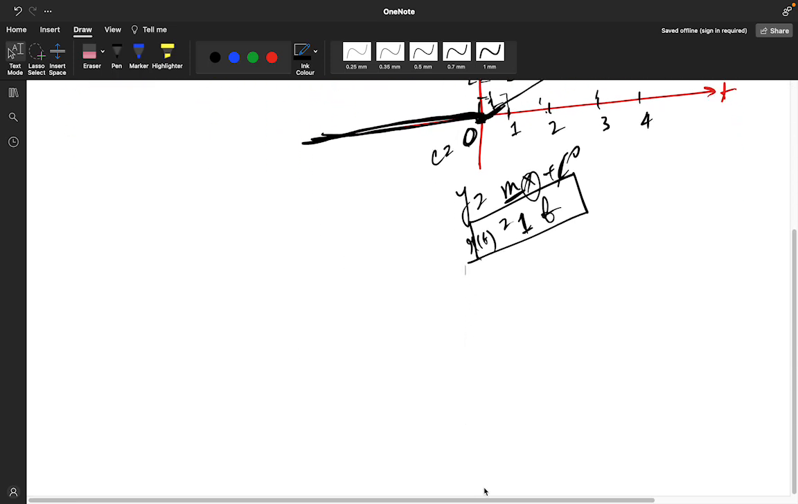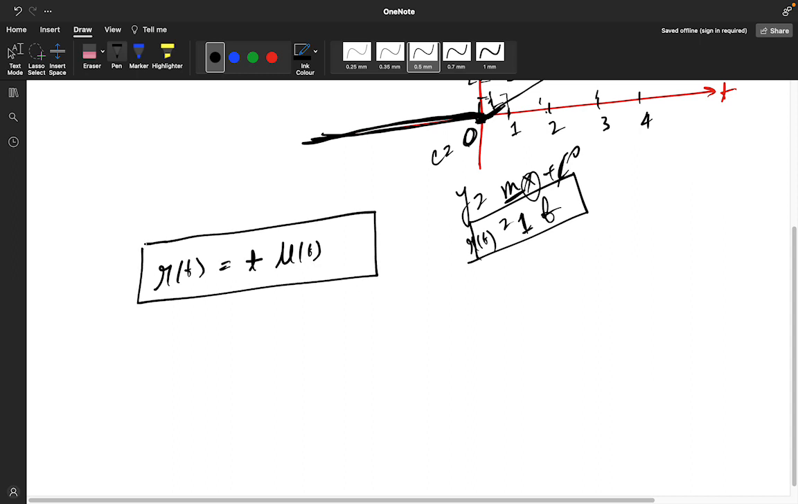Understood? This is the ramp signal, and the ramp signal can also be represented like this: r of t can also be represented as t u of t.